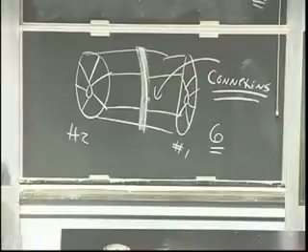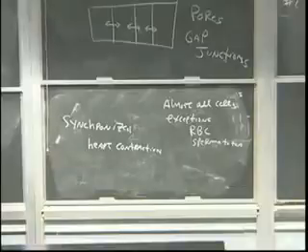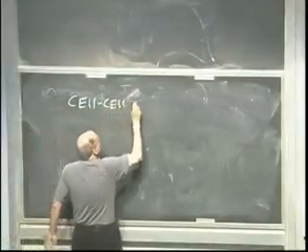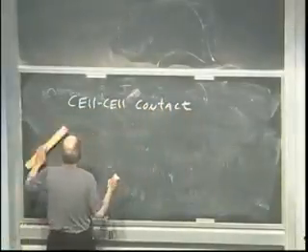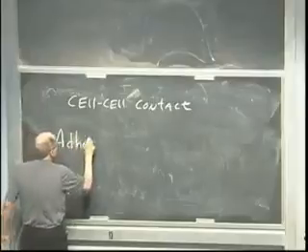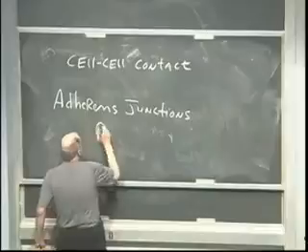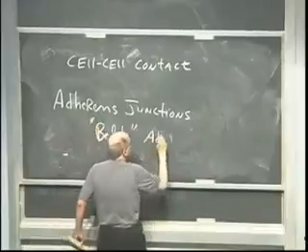Okay? Now, besides that, when you're in between the cells, you can also have adhesion. And there are several ways in which cells can contact each other, called cell-cell contact. One of these is through some molecules called adherens junctions, which is very strong adhesion. So these are belts of adhesion.